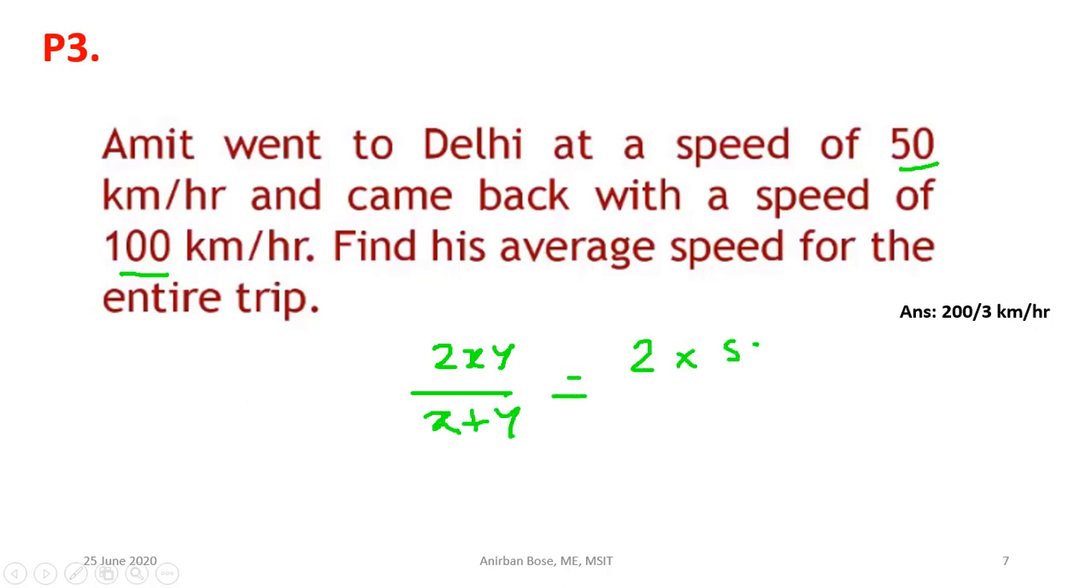So 2 into 50 into 150, divided by 50 plus 150, that is 200. So if you do this, you will get the answer 75. Okay, let's move on to the next problem.